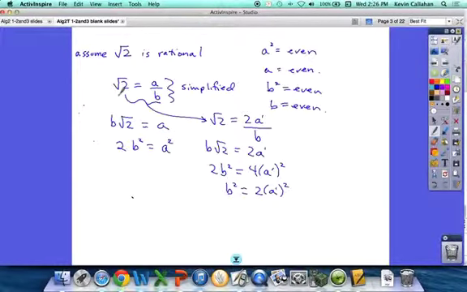Okay, but remember, we assumed that the square root of 2 equaled some fraction that was already simplified. But if both a and b are actually even numbers, was that a simplified fraction? No. It wasn't, right? So our assumption that the square root of 2 equaled some simplified fraction a over b is proven to be wrong, which means you cannot write the square root of 2 as a fraction.